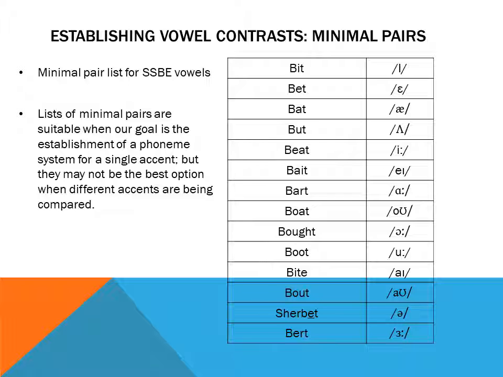The list on the right provides evidence for almost all phonemically contrasted vowels of standard Southern British English, with a very small number of exceptions. The list of minimal pairs on the right is suitable when our goal is the establishment of a phoneme system for a single accent. But they may not be the best option when different accents are being compared.